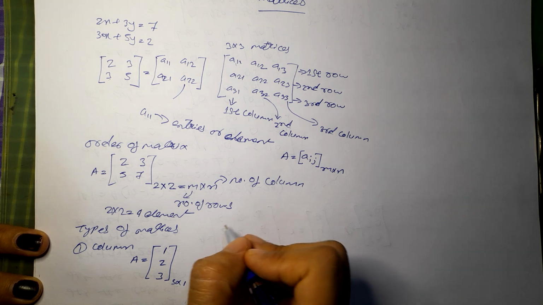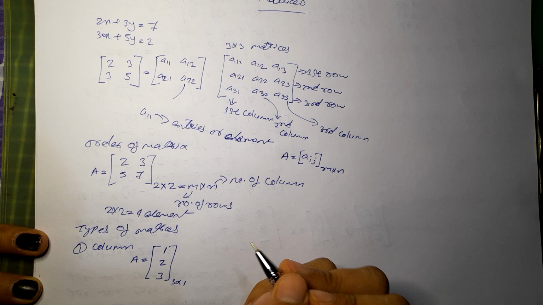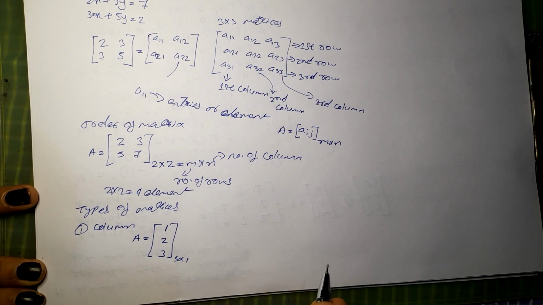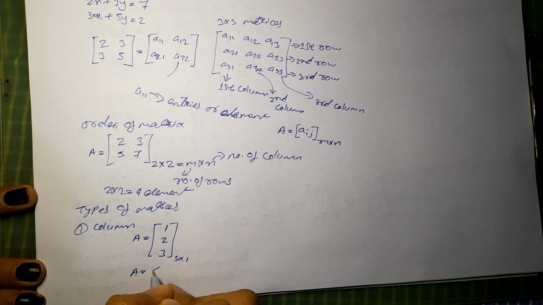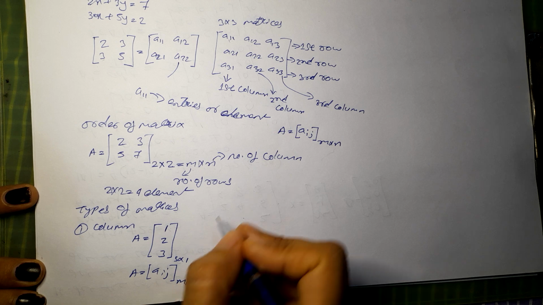Generally we write the column matrix as a_ij, where the number of rows is M and N is always 1. You can increase the number of rows, but you cannot increase the number of columns. So we represent it as M cross 1. The number of rows can be a lot, but the column is only 1.